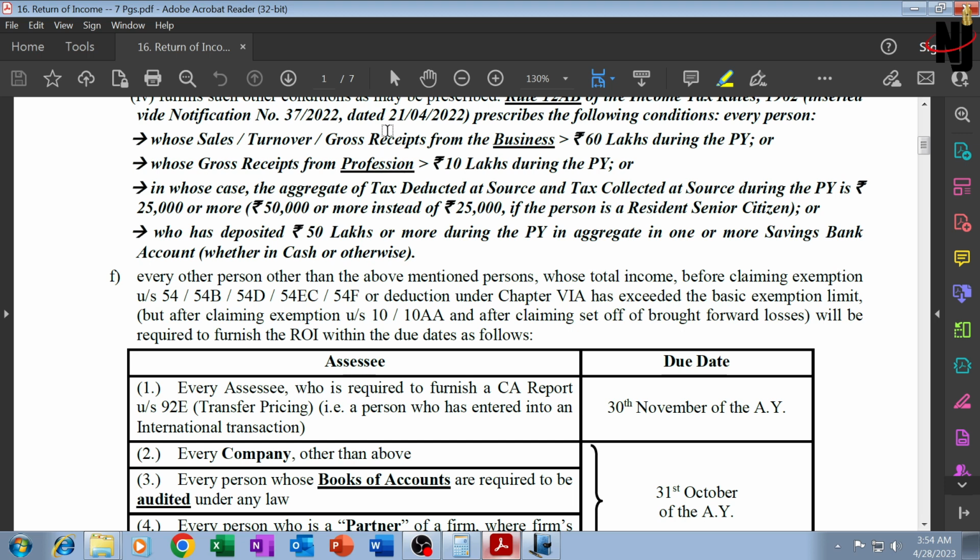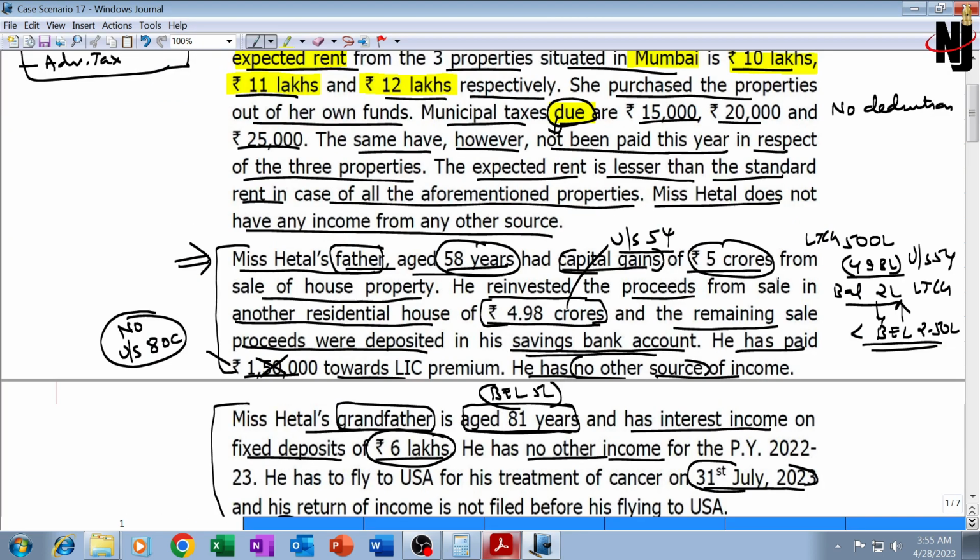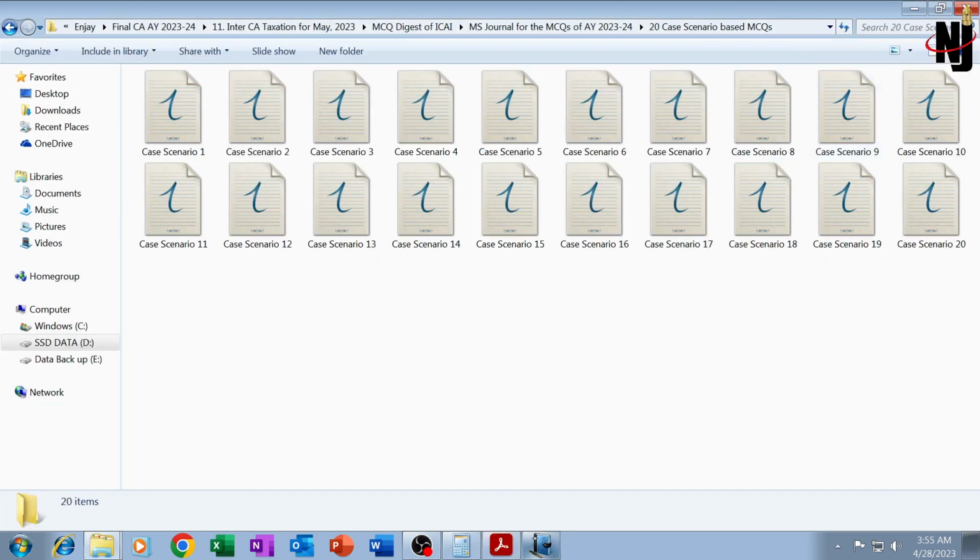But when you come to the IT return filing chapter, who has to file? Every other person other than the above-mentioned persons, one of the points was, whose total income before claiming exemption under section 54, 54B, 54D, 54EC or before claiming Chapter VI-A deduction has exceeded the basic exemption limit. Now after claiming exemption under section 54, the income is 2 lakh rupees, but before claiming exemption under section 54, the income is 5 crore. Therefore his father will be required to file IT return.